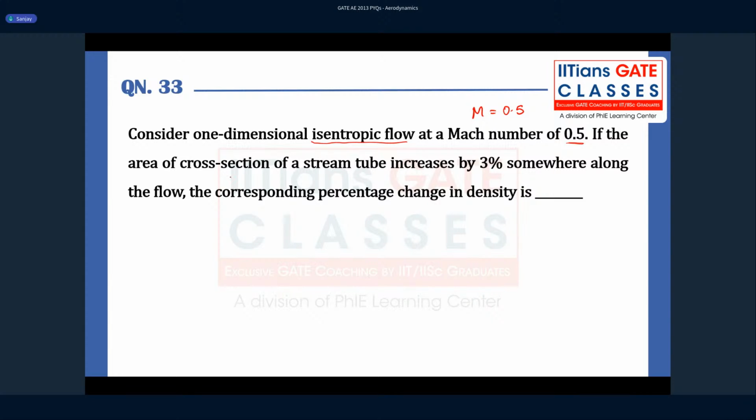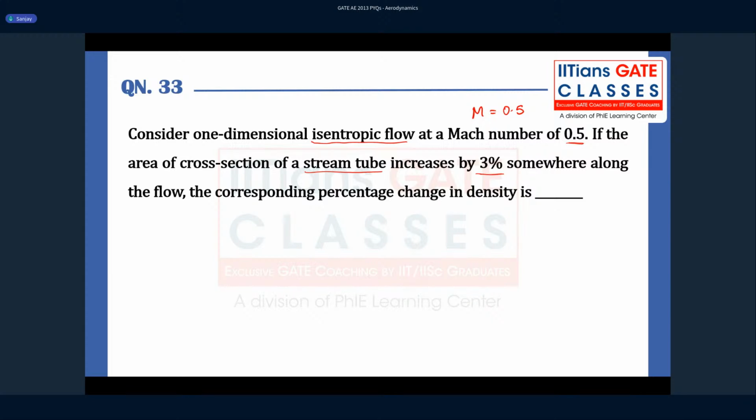If the area of cross section of a stream tube, okay, a stream tube is nothing but a collection of streamlines that form a closed contour. Okay, that becomes a stream tube. You can also visualize a stream tube as a duct, a pipe or a duct. If the cross sectional area of that duct increases by 3% somewhere along the flow, the corresponding percentage change in density is dash.